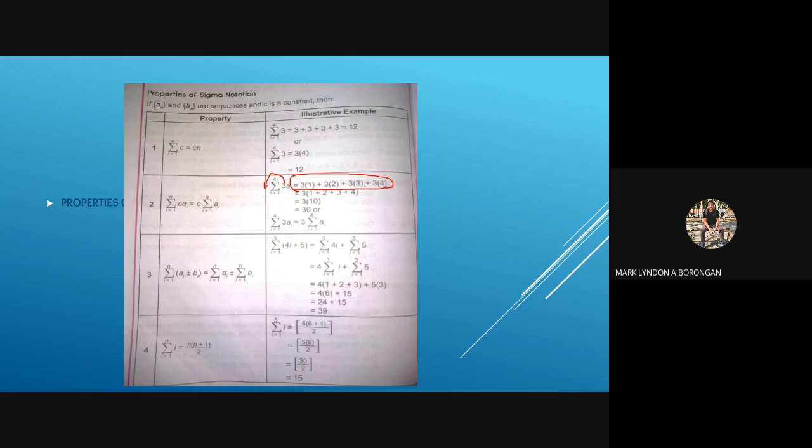If we apply property number 2, the 3 can be taken out, and what remains is just 1 plus 2 plus 3 plus 4, right? Multiplied by 3. That is what we did in the second expression. Okay? So it is easier, right? Because we are left with just 1 plus 2 plus 3 plus 4, which is equal to 10. So, 3 times 10, that is 30.